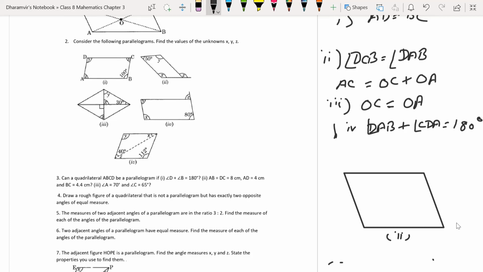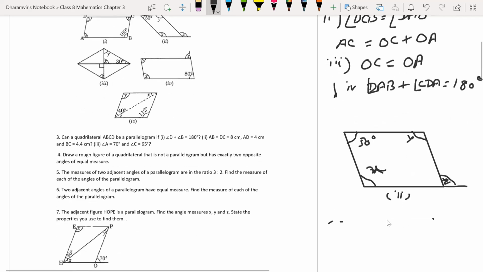We have to calculate, this is Z, this is Y, this is 50 degree, and this one is X. We have to calculate the value of X, Y, Z. So what are the values of X, Y, Z? Can anybody tell? Okay.